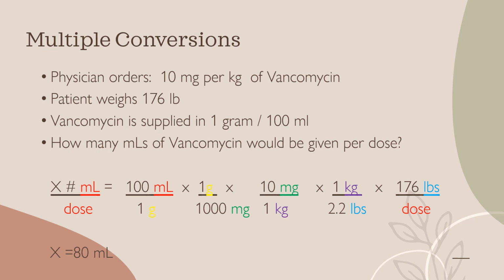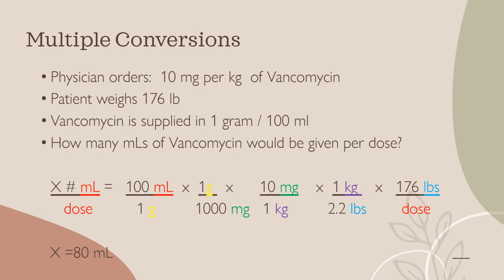On the left side of the equation, we have number of milliliters per dose, as that is what we're trying to solve for. On the right side of the equal sign, we start with what we know about milliliters, and we know that 100 milliliters is 1 gram. Now we need to add in what we know about grams, which is 1 gram is 1,000 milligrams. Now we need to add in what we know about milligrams, which is 10 milligrams per kilogram. Next, we need to add in what we know about kilograms, which is 1 kilogram is 2.2 pounds.